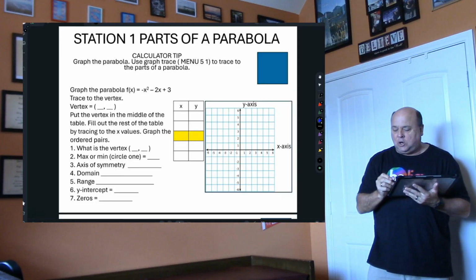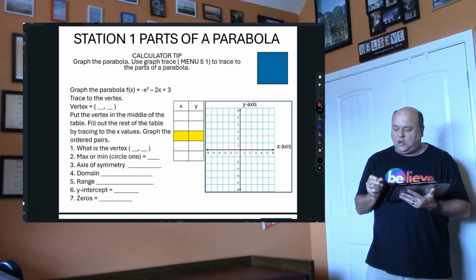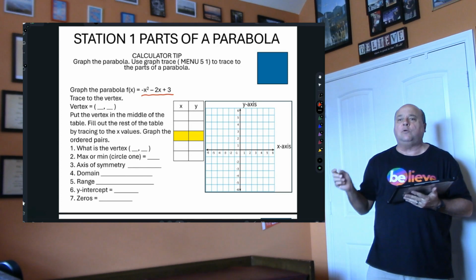Doing station 1 today. Parts of a parabola. A magical whiteboard appears. Let's start going on this. Hopefully y'all know how to do this very quickly. First thing up, we're going to graph this.